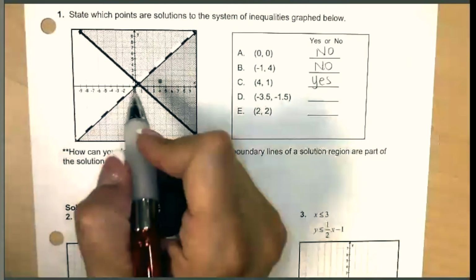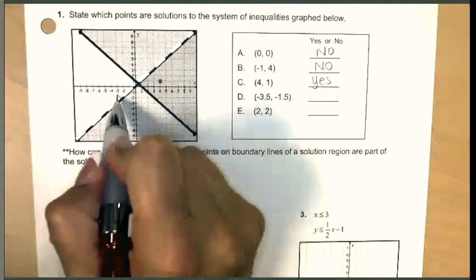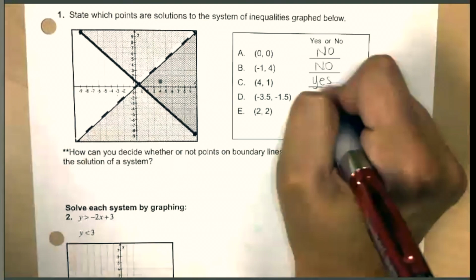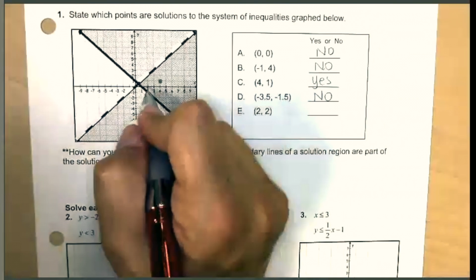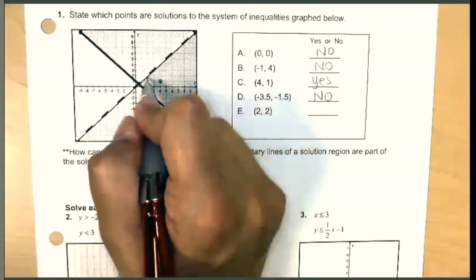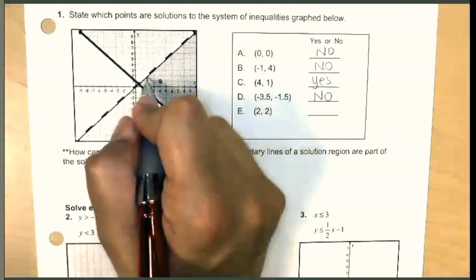(-3.5, -1.5) is over here. That one is not a solution to any of them. So that would be a no. And (2, 2) is on the dashed line. We said on the dashed line is not a solution, so this one would be a no.